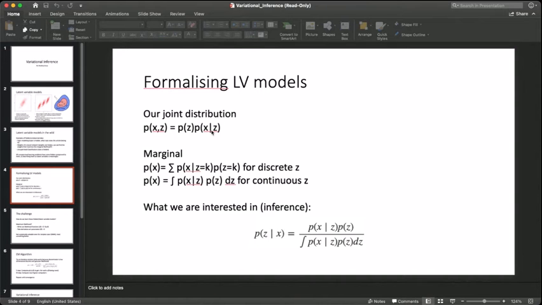You said that you assume that it factorizes like this, but it's an axiom of probability. Oh yeah, that's true. It's the product rule.